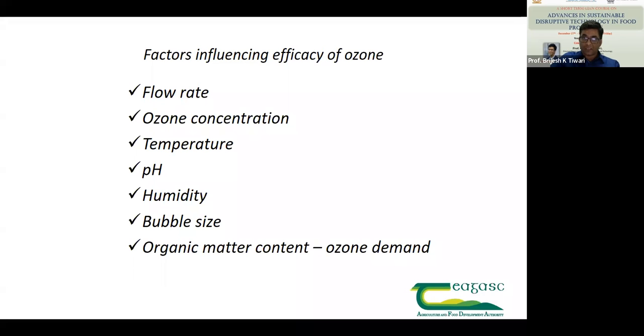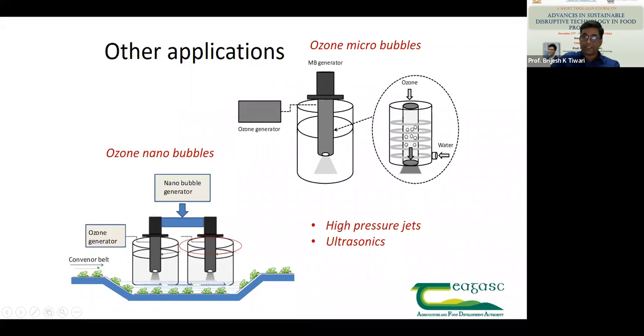Now, some other ways of improving the applications are to have micro bubbles of ozone. If you have tiny bubbles of ozone, that means using high pressure jets, which are normally also used for cleaning cars, so that they can make either nano bubbles or micro bubbles to improve the efficacy, or using ultrasonics to have advanced oxidation processes. So these are the combinations of how best it can be used.